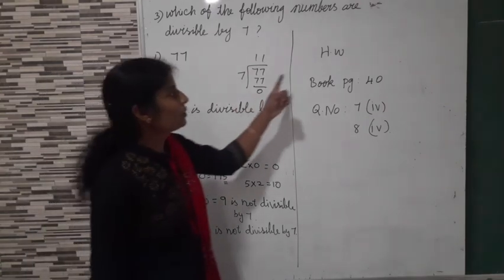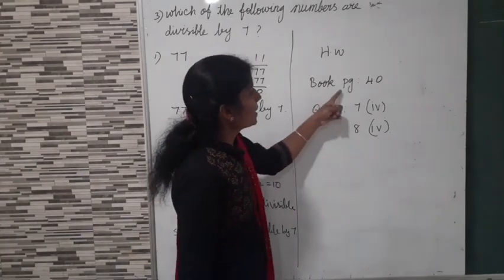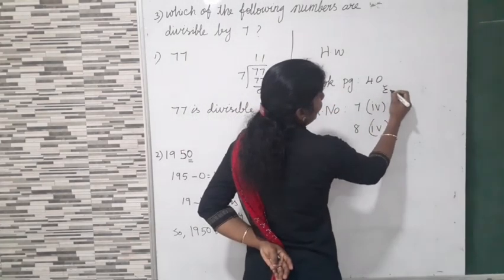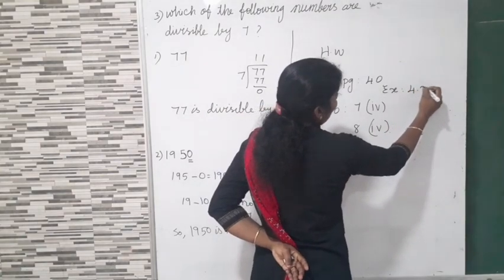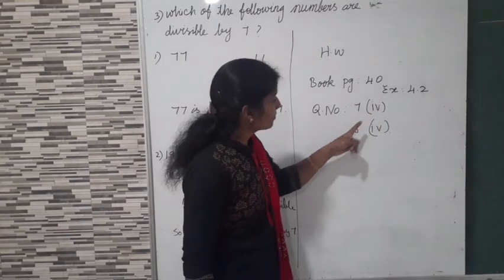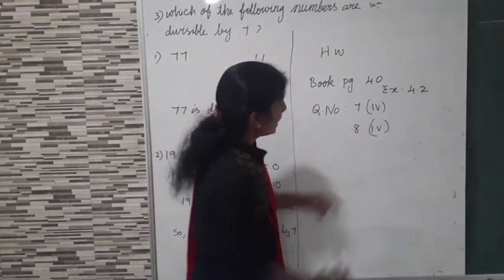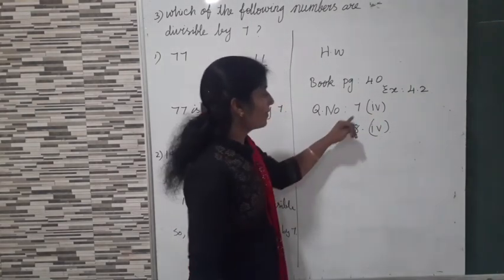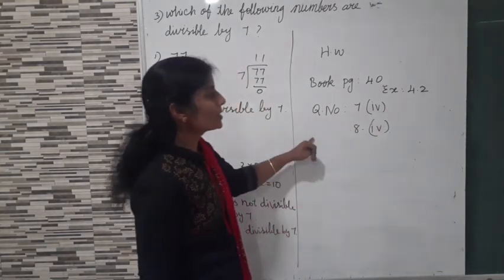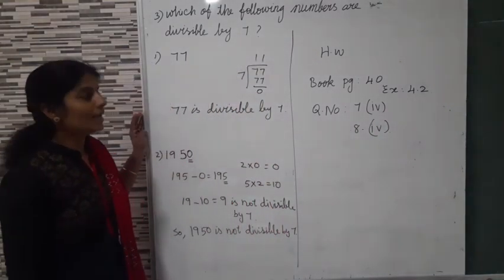Okay. Now today's homework: book page number 40, exercise 4.2. Exercise 4.2, question number 7, fourth question, then question number 8, fourth question. Okay, 7 fourth question, 8 also fourth question. Only 2 questions for homework. Okay, we can continue next class.